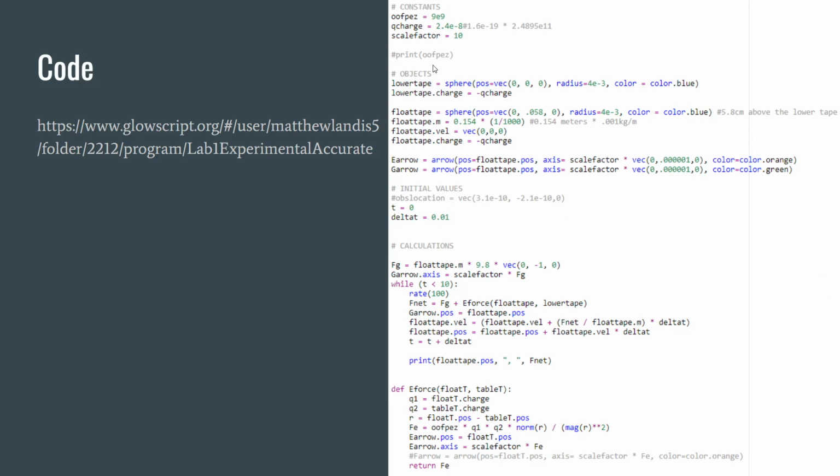You can see here where I have the charge that is demonstrated at where they're floating at the set distance of 5.8 centimeters apart, starting at 0 and 0.058 meters. Here is my loop that runs for 10 seconds, demonstrating any motion that would occur between the two charged particles. And then here is my formula or method that calculates the force.